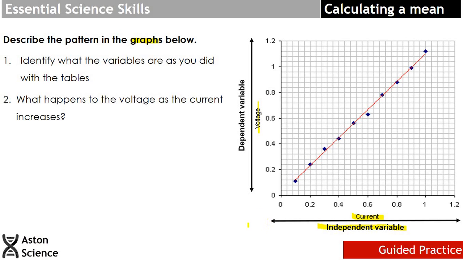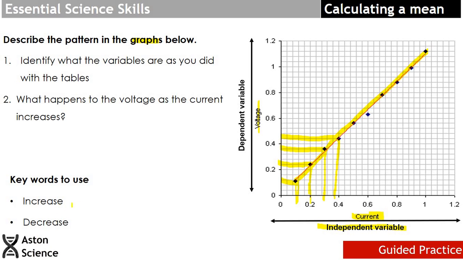We'll then need to decide what happens to this voltage, our dependent, as the current increases, being our independent. If we look at the points which are being plotted, we can see at each stage of current increasing, we are also increasing in voltage. We can also identify this by our line of best fit, going through the points, once again showing us that as current increases, so does voltage.